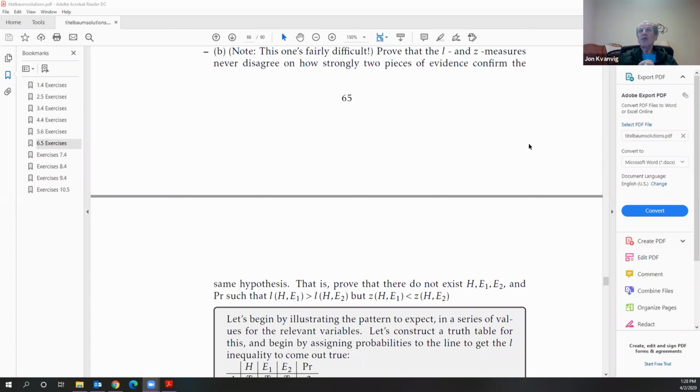B, note, this one's fairly difficult. Yes, it is. So it's going to take a while to get through this. Prove that the L and Z measures never disagree on how strongly 2 pieces of evidence confirm the same hypothesis. That is, prove that there do not exist an H, an E1, an E2, and a probability distribution such that the log likelihood measure on H and E1 is greater than the log likelihood measure on H and E2, but reversed for Z on those 2 relationships.